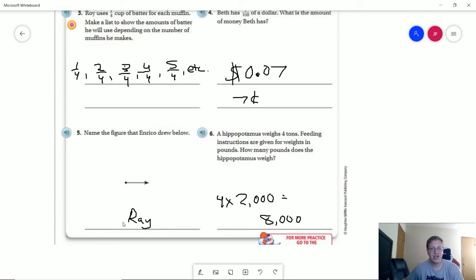So number 5, we have a ray. If we had a line, then this line would continue forever in both directions. We have an endpoint here, so that is going to be a ray. If it was in between 2 endpoints, then we would have a line segment. Let's see, number 6, hippopotamus weighing 4 tons. That was really bad. 4 tons times 2,000 pounds in a ton will give us 8,000 pounds. And again, I could probably put the abbreviation for that.